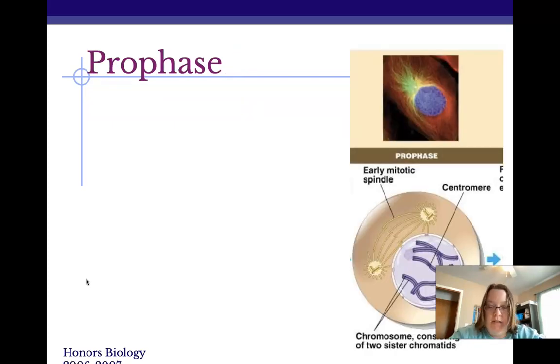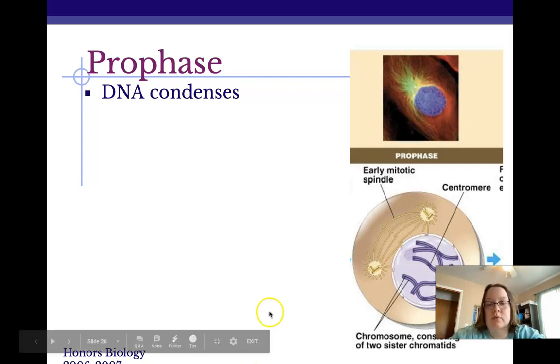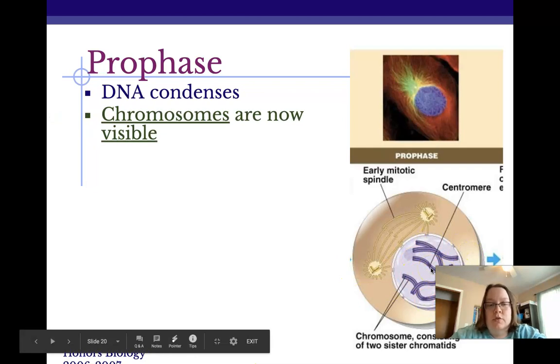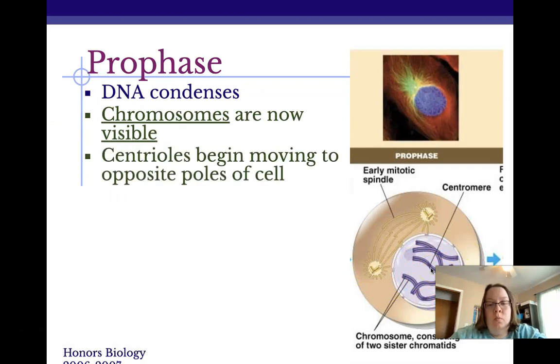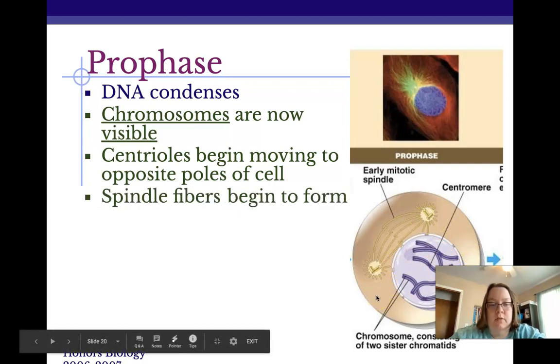So let's look at these phases. We're going to start with prophase. During prophase, our DNA condenses. This is the first time you actually see chromosomes. Chromosomes are visible. We're also going to see our centrioles start to move to opposite sides of the cell.